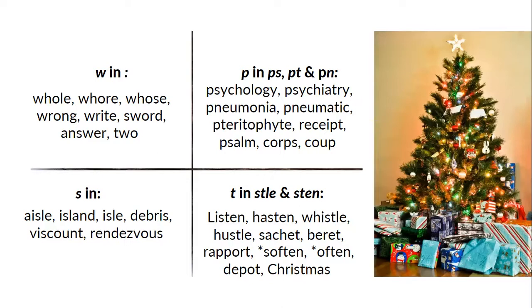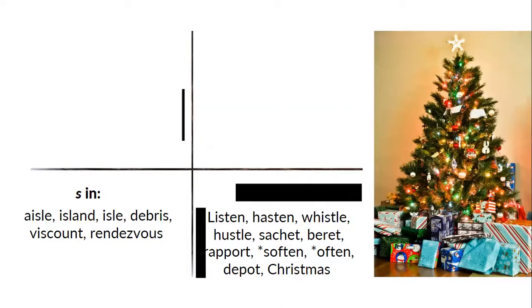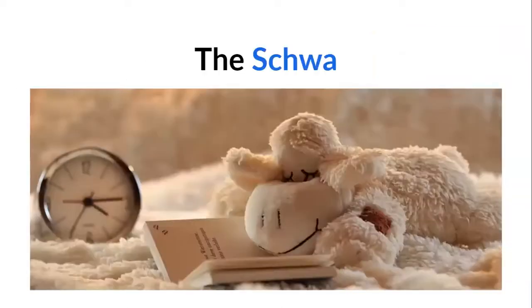Hustle, sachet, beret, rapport, soften and often. These two words, soften and often, you could say with or without the T. That's why I use the asterisk. Then depot, okay, depot or "depo" in American English, and Christmas. The T is silent in Christmas. So we end the silent letters and then we go on to the schwa.